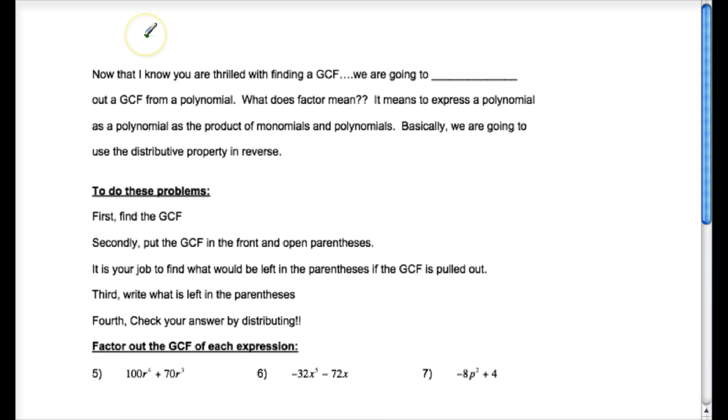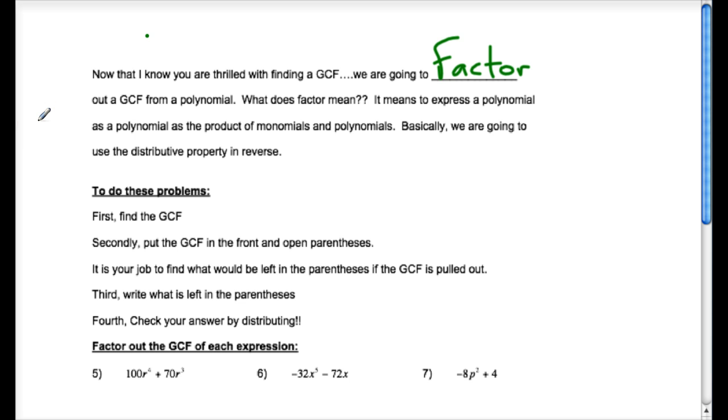All right, that's just the beginning, finding the GCF. Now we're going to factor. I know that you guys are thrilled to death with finding GCF. First step is to factor out a GCF. What does factor mean?